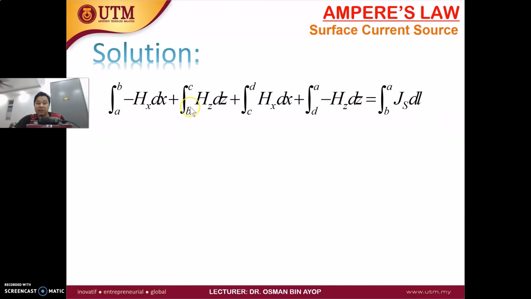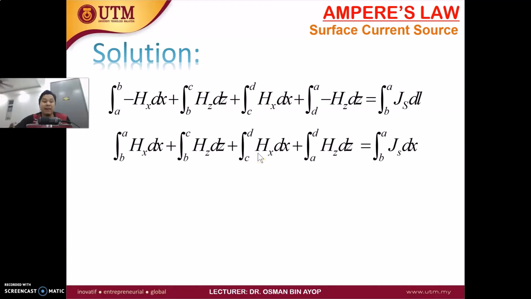This is the complete solution. We have Hx, Hz, Hx, Hz, with negative signs and also positive signs. Basically we can make them all positive, but we have to change the limits to the opposite. For example, when negative Hx is changed to Hx, the limit is from B to A, whereas this one is A to B. Same here for Hz: D to A becomes A to D. This equals Js dx from B to A.